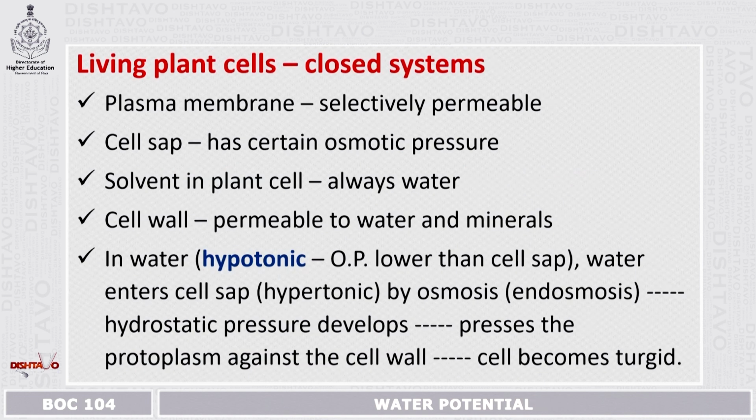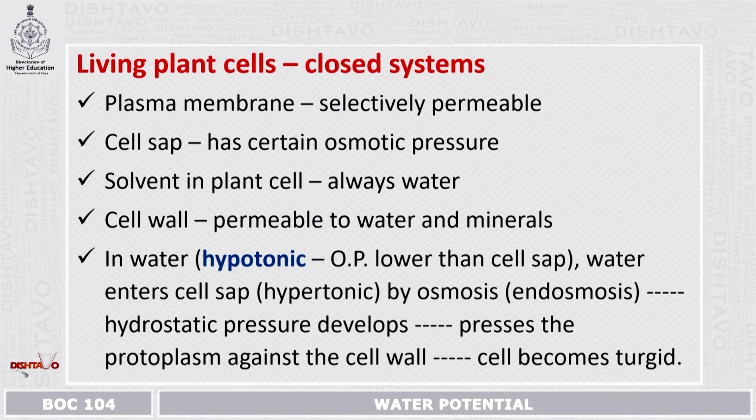Living plant cells are supposed to be closed systems, and the osmotic solution, which is the cell sap, has a certain osmotic pressure. The plasma membrane in the living cell is selectively permeable, and the solvent which is present in the plant cells is always water, and the cell membrane is permeable to water as well as minerals.